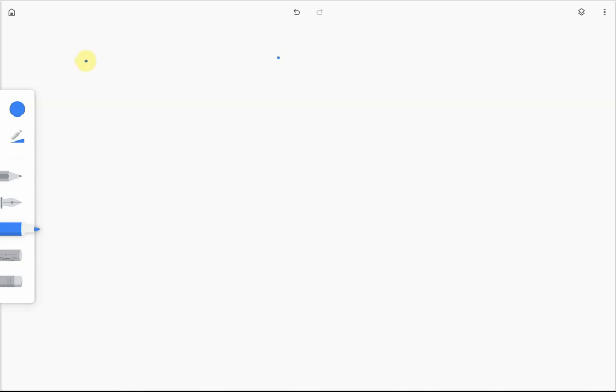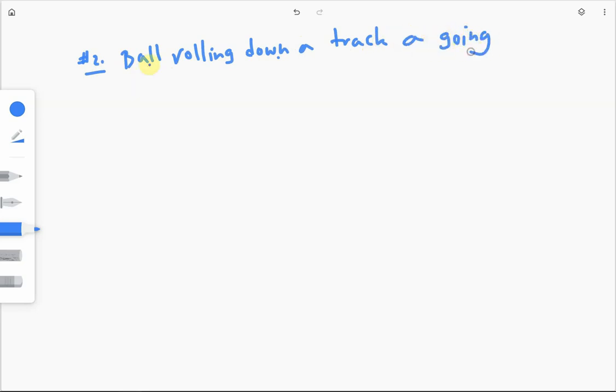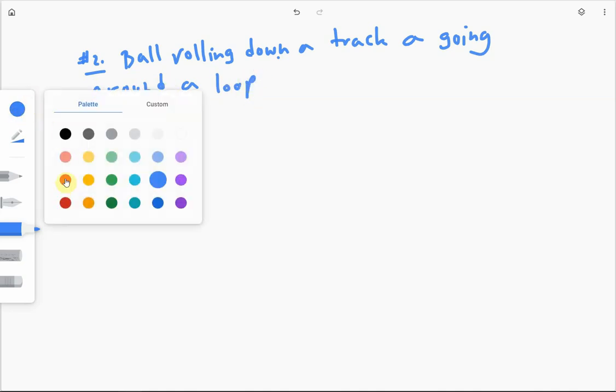Okay, in this example we are going to look at a ball rolling down a track and going around a loop. So you can think of this as a sort of mock roller coaster motion.